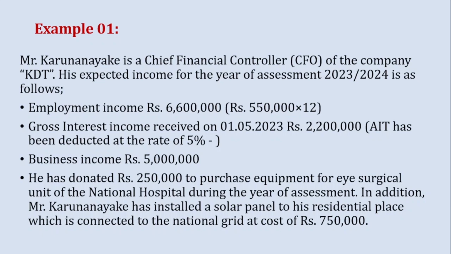It will be a qualifying payment, but for the consideration of the qualifying payment, not only the donated amount, but the amount expected to donate during the year of assessment also can be considered. In addition, Mr. Karunanayaka has installed a solar panel at his residential place, which is connected to the national grid, at the cost of rupees 750,000. In this case, Mr. Karunanayaka has already installed the solar panel. If a person has not yet installed but expects to install in future during this year of assessment, that also can be considered for this relief.